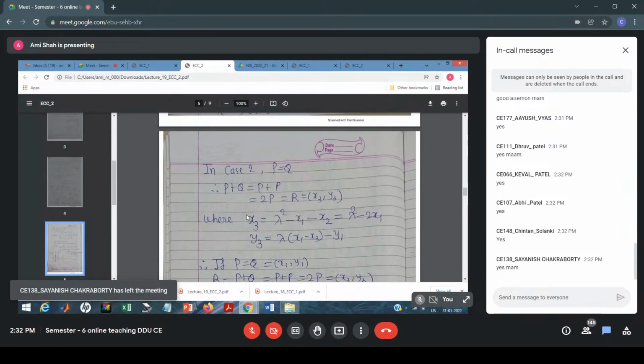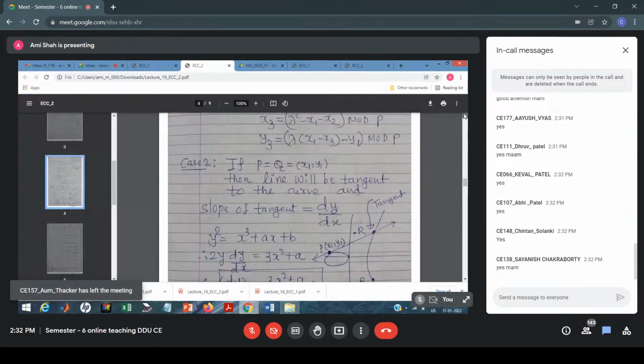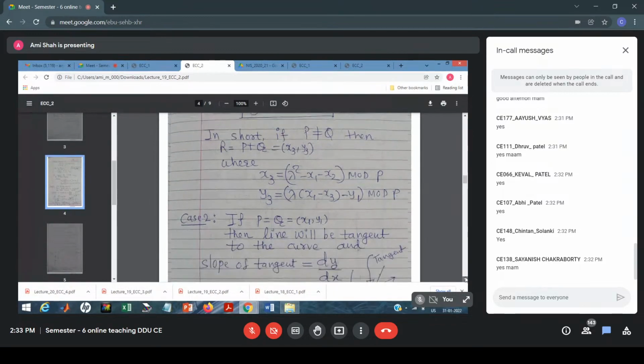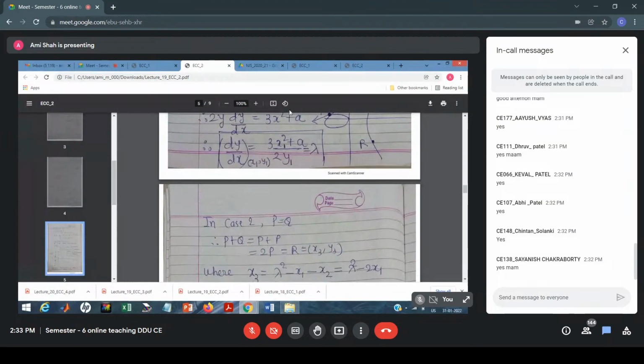Basically, the purpose is to find another point on a curve, right? Two points are given. P and Q, meaning x1 y1 and x2 y2 coordinates are given to you, and you have to find x3 y3. In the first scenario, where P is not equal to Q, x3 and y3 are calculated using this formula, where lambda is y2 minus y1 divided by x2 minus x1. And the second scenario, if P equals Q, lambda is (3x1 square plus a) divided by 2y1.